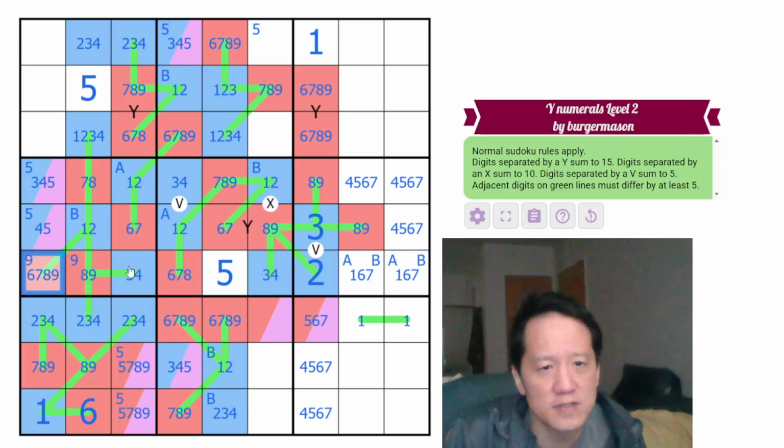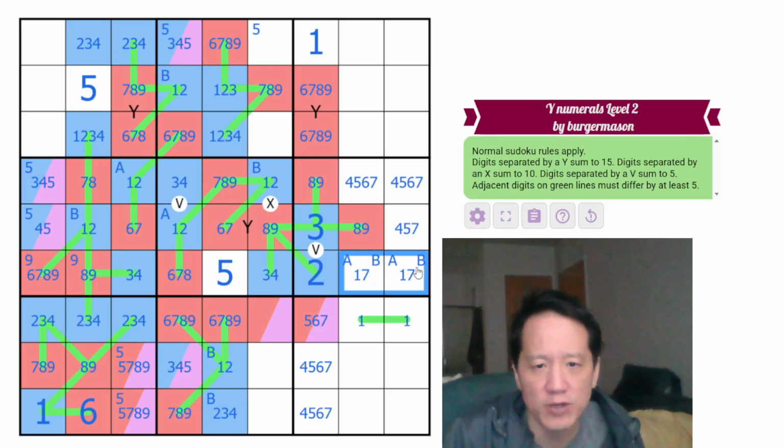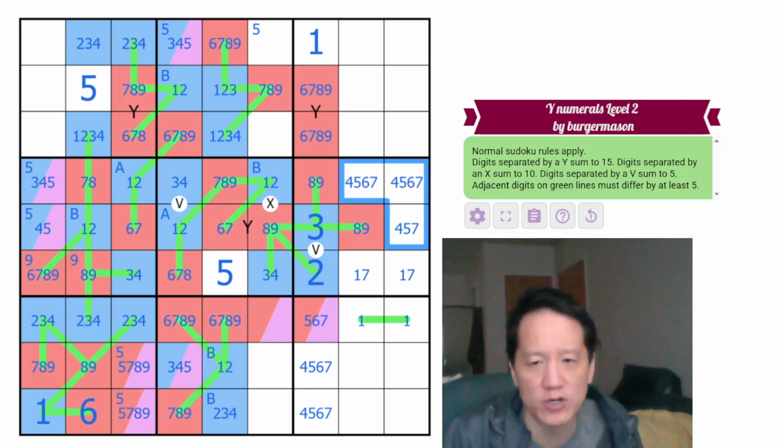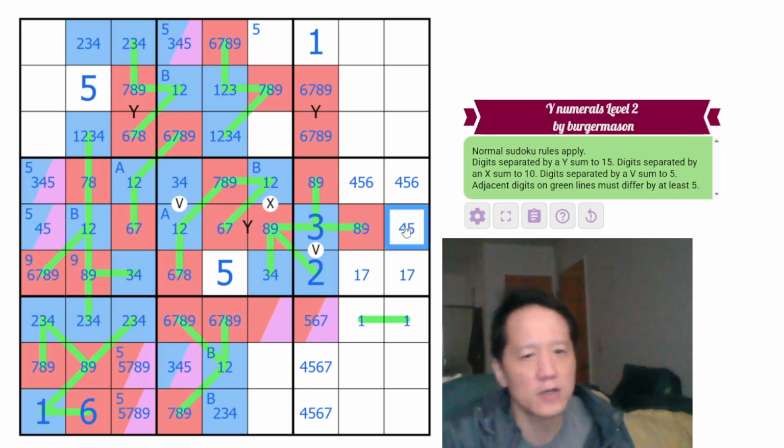We have 6 is either one of these two, and 6 is either one of those two, which eliminates 6 from the rest of the rows in row 5 and row 6. So this can't be 6. We now have a 1, 7, 1, 7 pair in box 6, which eliminates 1 and 7 from the rest of the box. So this can't be 7. Okay.